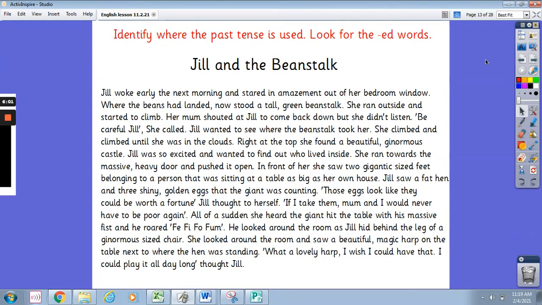So I want you to look through again the middle part of my story that I wrote, and I want you to identify where the past tense is used. So look for the ed words, and I want you to write down on your paper any ed words, so words ending ed, that I used for my part of the story.